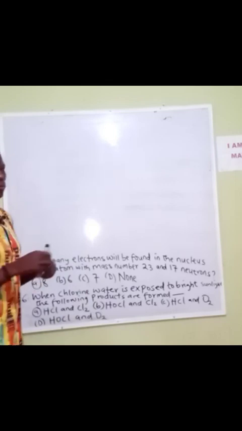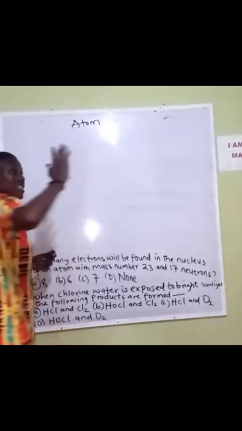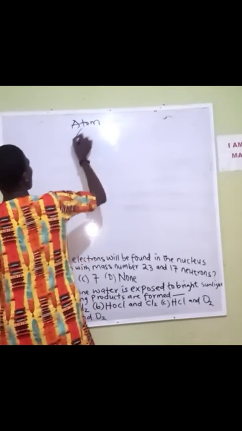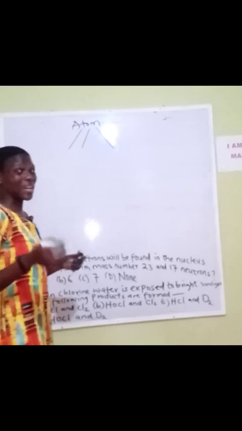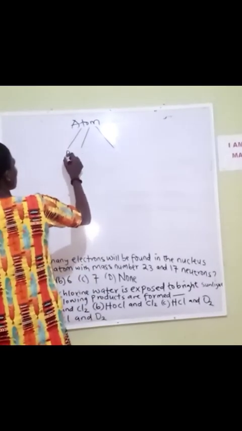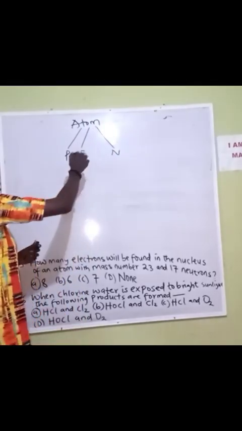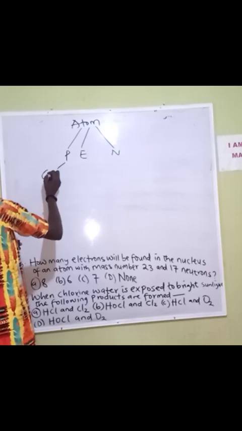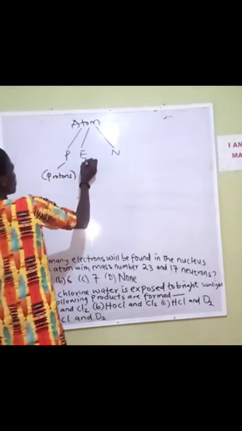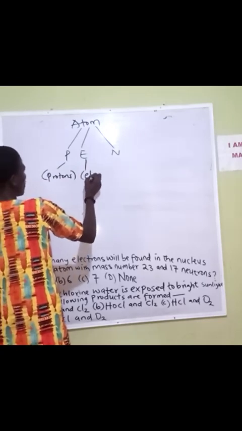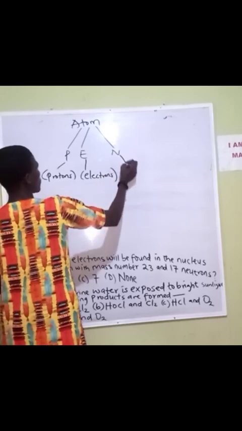Normally, an atom has three particles. Let me use an acronym for it: PEN. So an atom contains PEN. What's P? Protons. E is electrons. And N is neutrons.